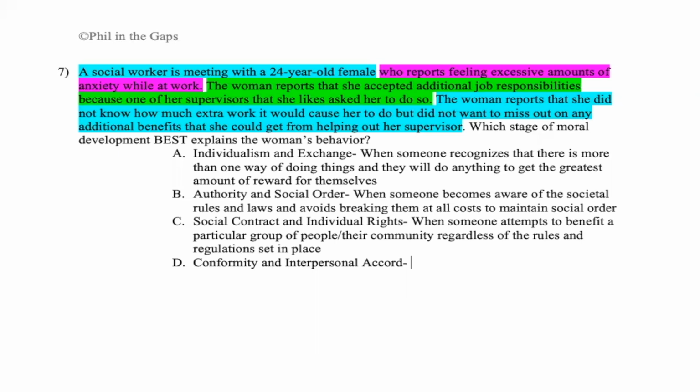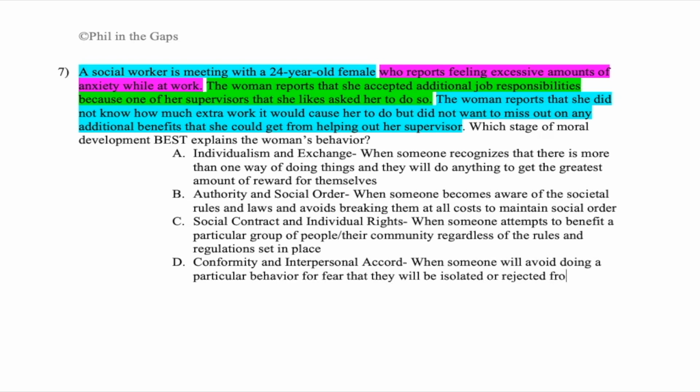D, conformity and interpersonal accord is when someone will avoid doing a particular behavior for fear that they will be isolated or rejected from a particular group of people that they deem important. So it's all about them conforming to the rules and expectations of a group of people. Let's look back at the question to see what we're looking at in particular.